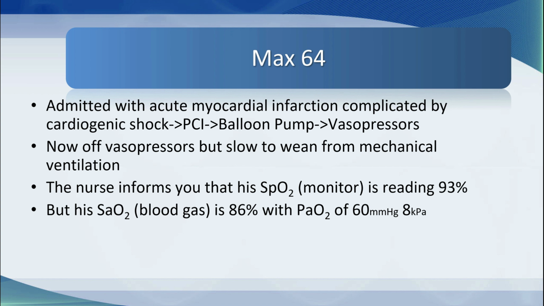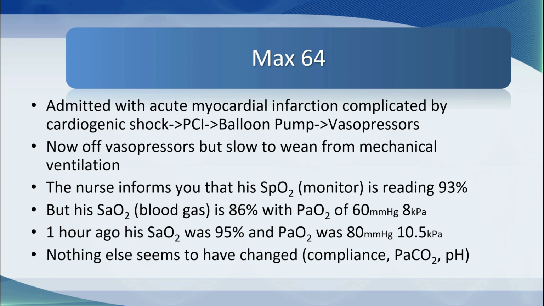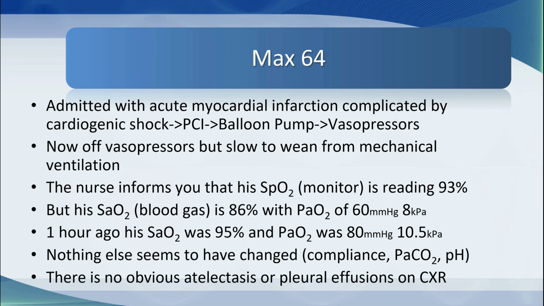So there's a fairly significant difference between the pulse oximeter and the blood gas. 1 hour ago, the oxyhemoglobin saturation was 95% on the blood gas and the PaO2 was 80 or 10 kilopascals. Nothing else seems to have changed in terms of compliance, PCO2 or pH. There is no obvious atelectasis or pleural effusions on his chest x-ray. So what's going on?